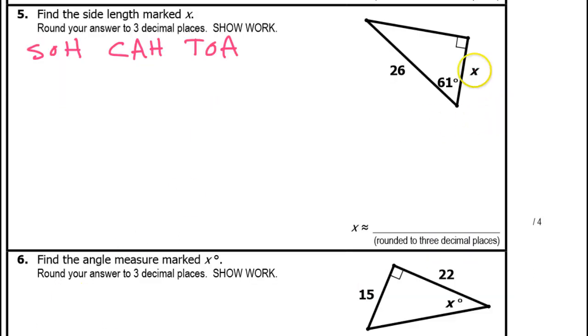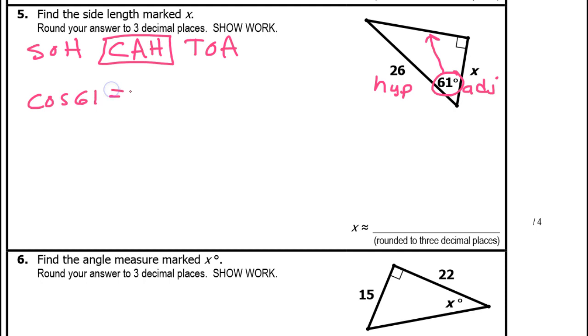So number 5, again we're finding this length x. So I'm going to circle this angle, and the 26 is the hypotenuse. And if I draw an arrow over here, this side over here is opposite, which means that this side right here must be adjacent. So the x and the 26 are adjacent and hypotenuse. That is the cosine function. So I will write cosine 61 is equal to adjacent over hypotenuse.